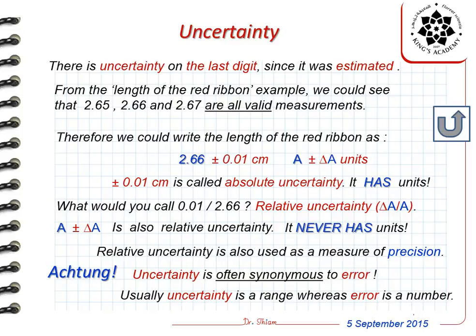Remember, for error, we could calculate it by using experimental value minus accepted value. So that will give us one number. So that would be the error. However, uncertainty, as we have been seeing, is written as plus or minus a number, delta A. So that would be a range. Okay, so instead of just being one number, it's going to be a range. But as far as we are concerned, again, I'm repeating myself here, we can use those two words interchangeably.